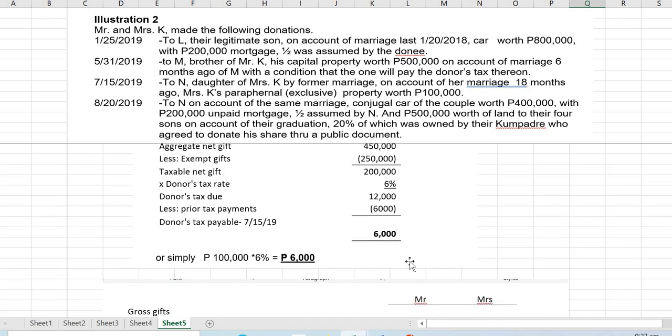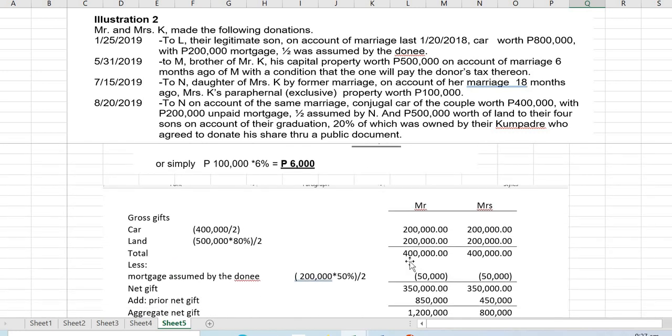And lastly, on August 20, there are three taxpayers, Mr., Mrs., and Compadre. Let's compute the gross gift on account of marriage. Conjugal car of the couple worth 400,000. Since it is a conjugal car, 400,000 divided by 2, so 200 for Mr., 200 for Mrs. The land is 500,000. Compadre owns 20%, so 80% is owned by Mr. and Mrs. Land 500,000 times 80% is 400,000, divided by 2, so 200,000 each.